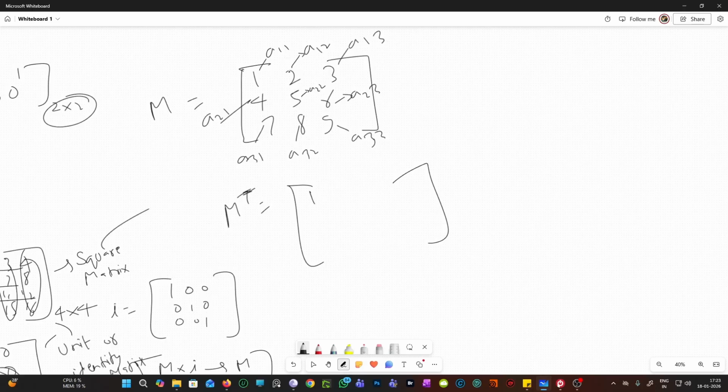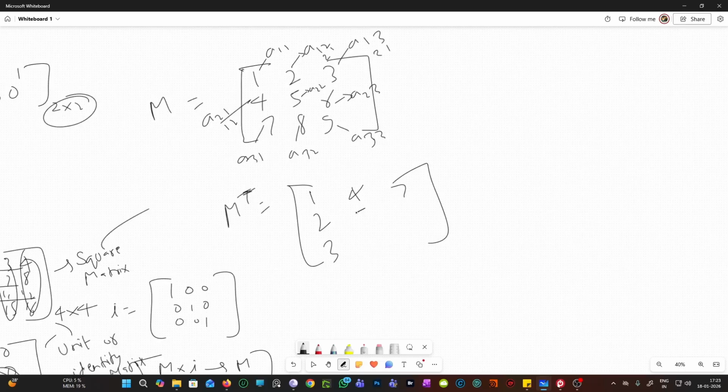But let's talk about this 2 here. It's in the first row and second column. So if we interchange their position, it will be in the second row and first column. So this element will now be here. And similarly for this 3 here, it will be in the third row and first column. So it goes here. And similarly for 2 here, it will be in the first row and second column. So it goes here. And similarly 7 goes here.